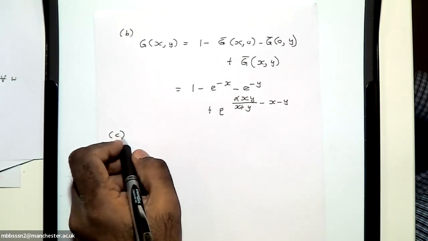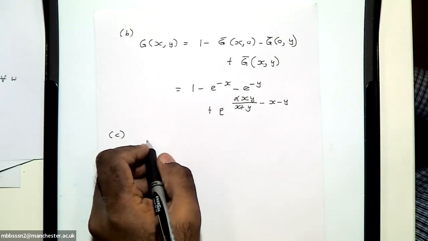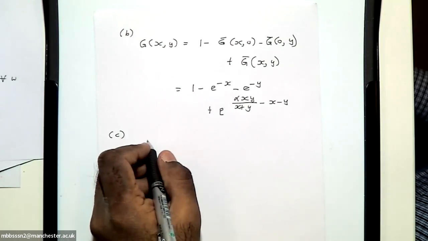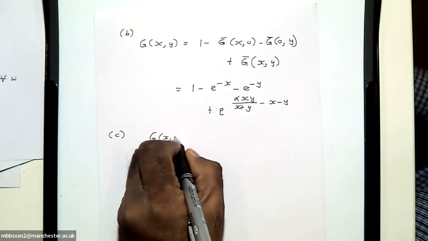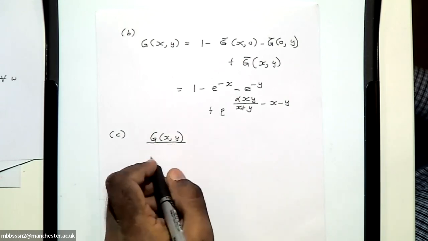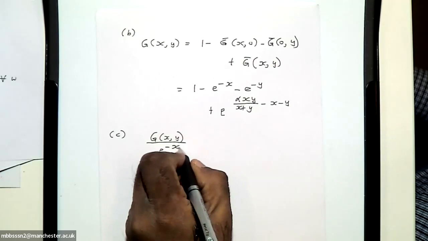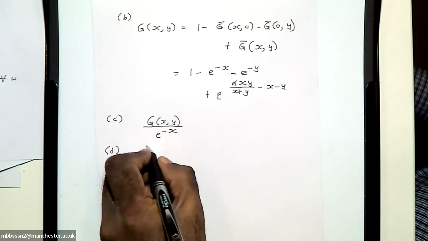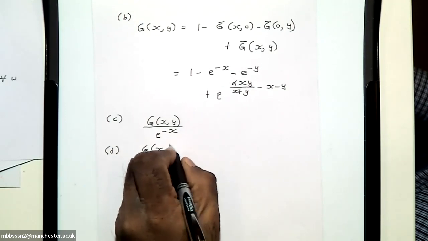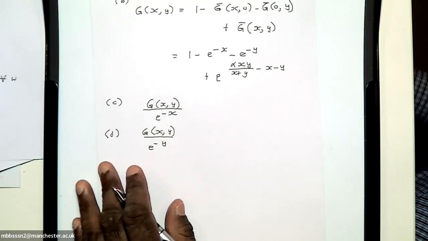Part C is to find the conditional distribution of y given x. To do that, you just divide g of x comma y by the density function of x, which is this. That's part C. Part D is the same thing, when you divide by the marginal for y, which is x.